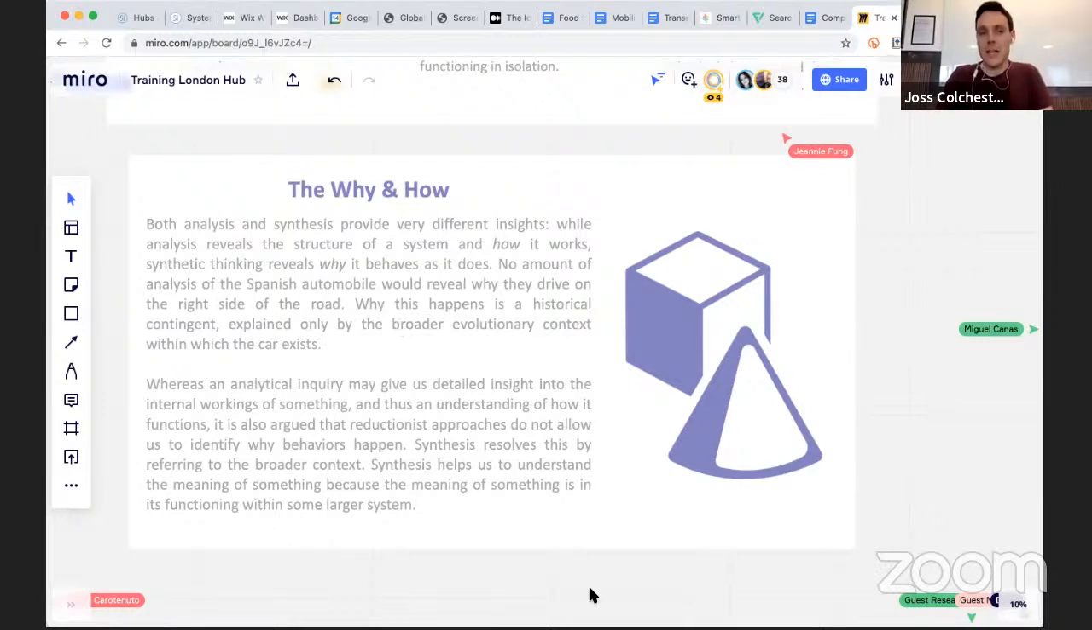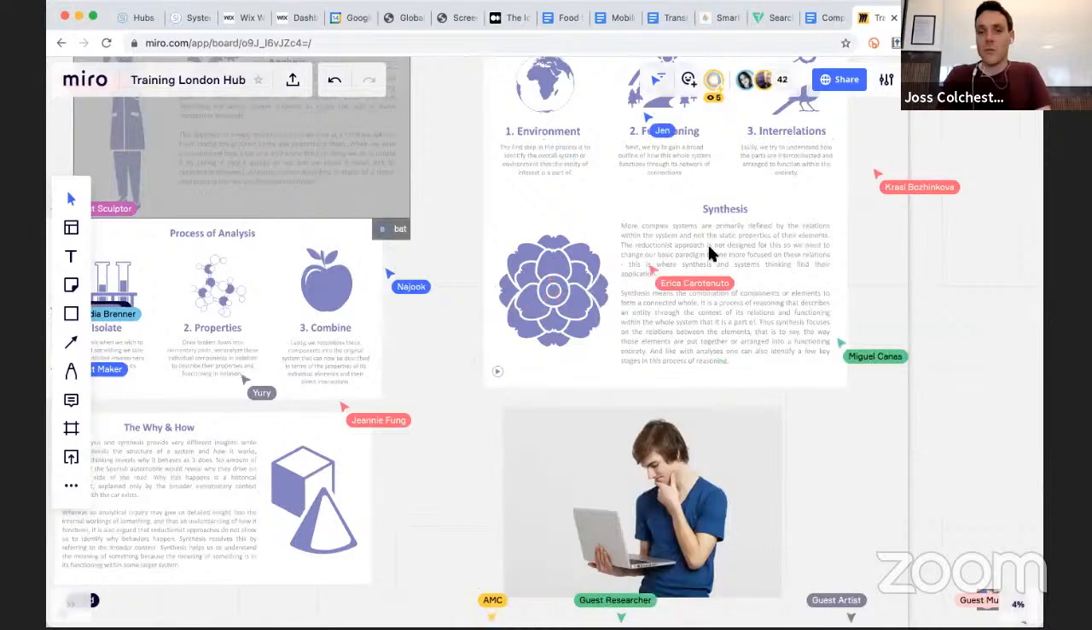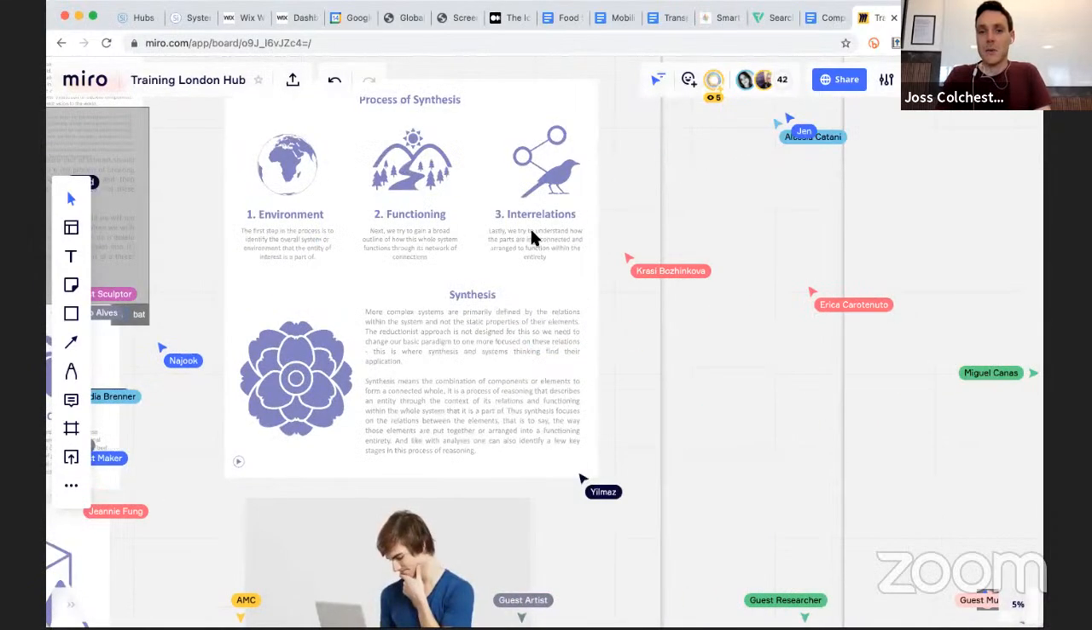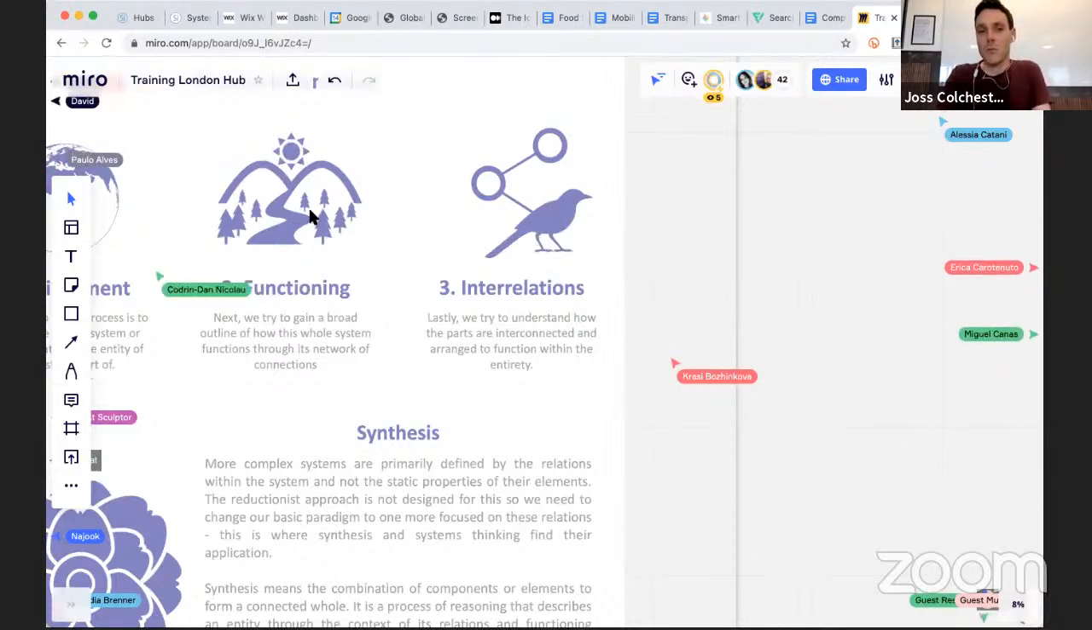Whereas an analytical inquiry may give a detailed insight into the internal workings of something and thus an understanding of how it functions, it is also argued that reductionist approaches do not allow us to identify why behavior happens. Synthesis resolves this by referring to the broader context. Synthesis helps us to understand the meaning of something because the meaning of something is in its function within the broader system. Right? So why this bird is like this is both a function of its internal workings, but also a function of its relationship within the broader ecosystem.